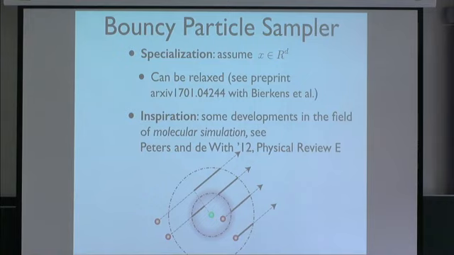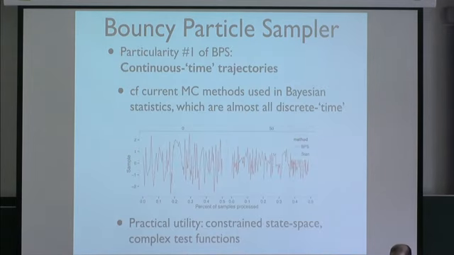The inspiration for this work comes from developments in the field of molecular simulations, where the particle in BPS is an actual molecule that moves around, and several of them are moving and interacting. We're going to use some of the developments in there and build on it for the more abstract setup that I described in the previous slide. This Bouncy Particle Sampler algorithm has two particularities compared to algorithms like MCMC that we typically use for this setup. The first one is that we're going to get, as I mentioned, continuous-time trajectories.